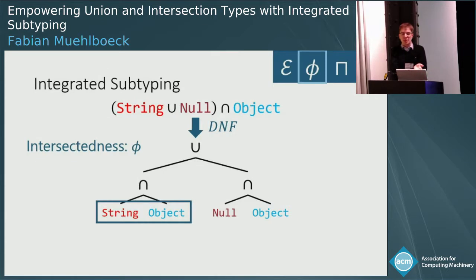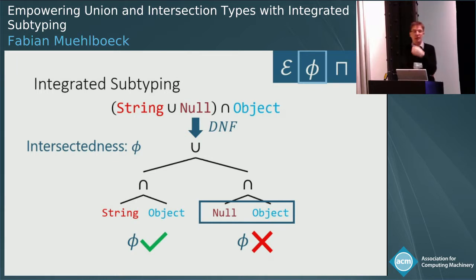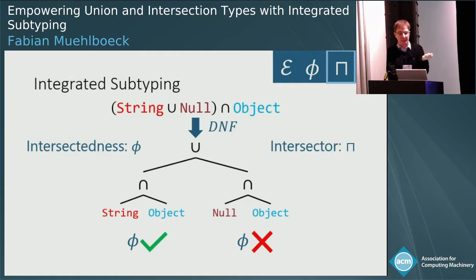Now, string and object are fine. They have no problems with respect to disjointness. So phi holds for this part of the type. But when you look at null and object, those two types are disjoint. So phi doesn't hold. And now you'll need to provide us with an operation to bring this type into a better form to recognize disjointness. And this is something we call an intersector. The intersector is, again, an operation that depends on DNF. So it's combined with DNF to be applied to all of the intersections that DNF produces.